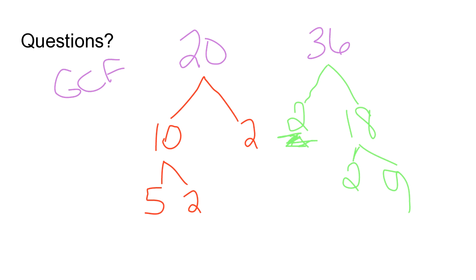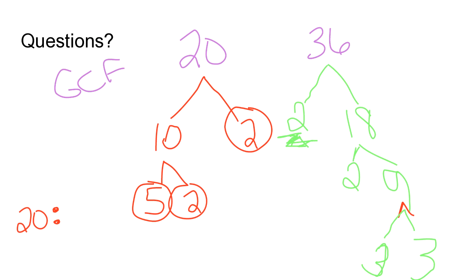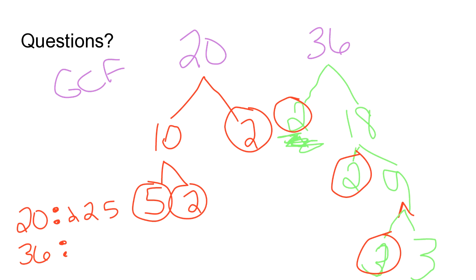Ariel, you can take that 9 down a little bit more. Oh, there we go. That makes more sense. All right. So we have 20 is all these little dead branches here: 2, 2, 5. It's really hard to write on the board, isn't it? Looks like it would be easy, but it's not. And then for 36, we have 2, 2, 3, 3.